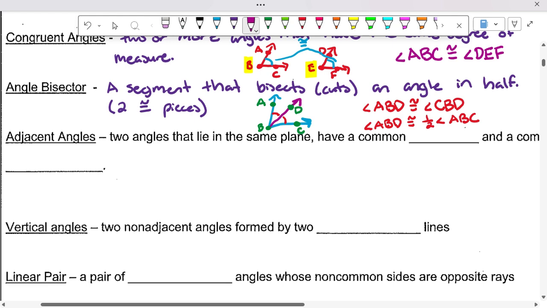All right, adjacent angles are 2 angles that lie in the same plane. They have a common side and a common vertex.